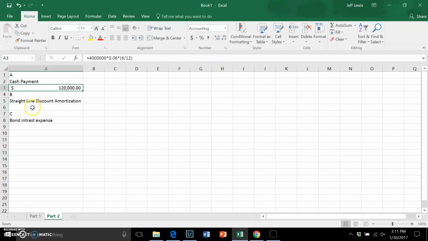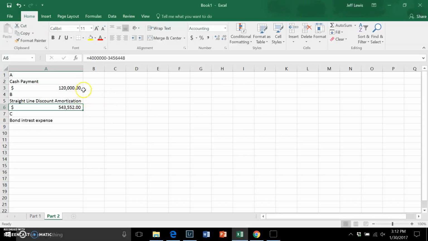That's the cash payment. Now let's do the straight line discount amortization. To do this, you're going to do 4 million, and then you're going to subtract out what was issued at the discount, which is 3,456,448, and that equals 543,552, and that is the discount.